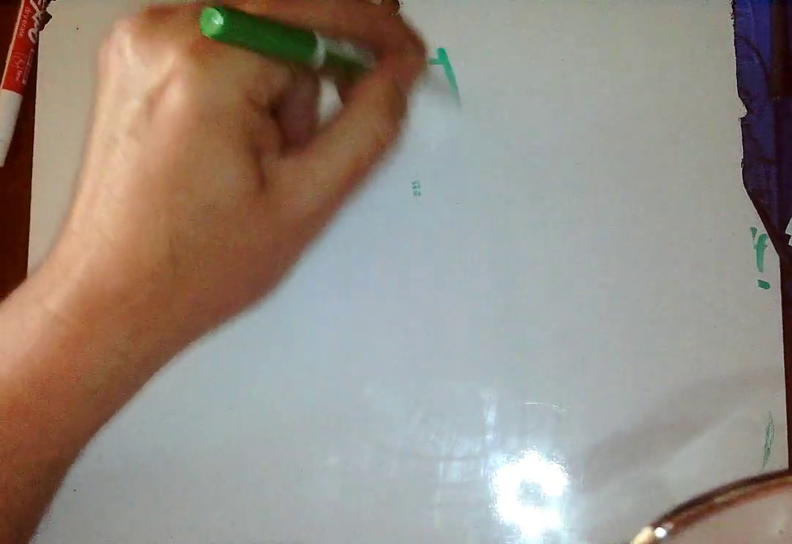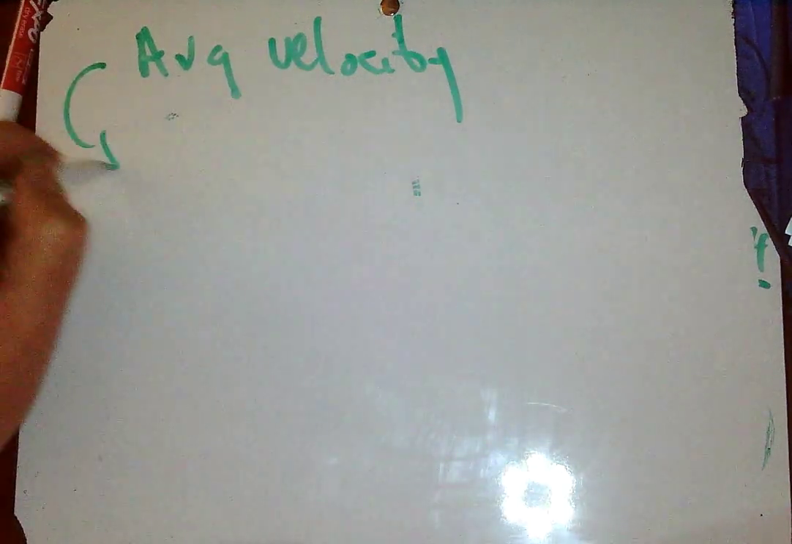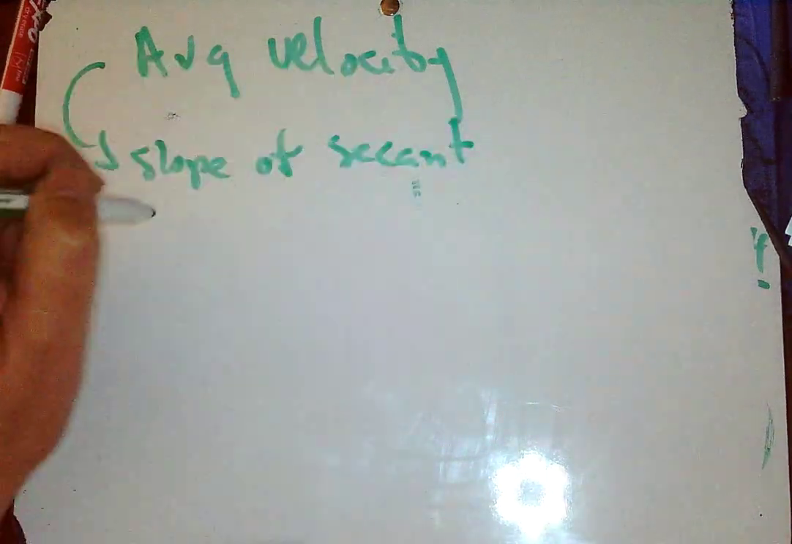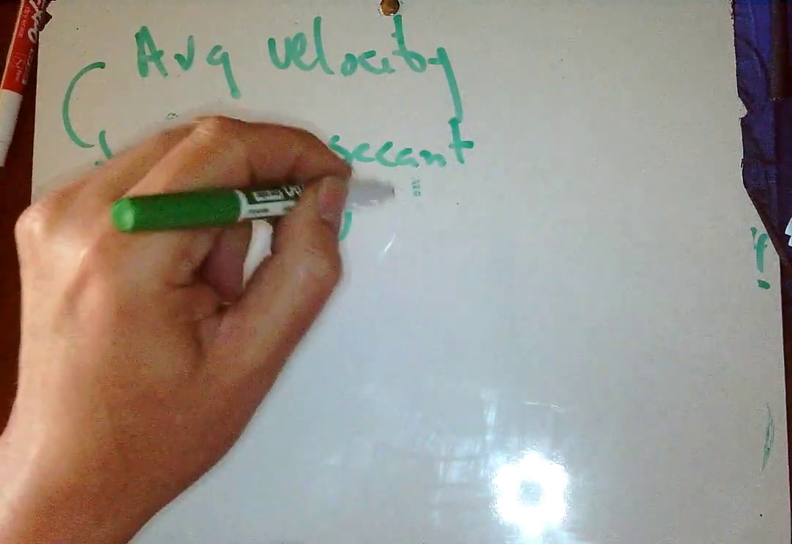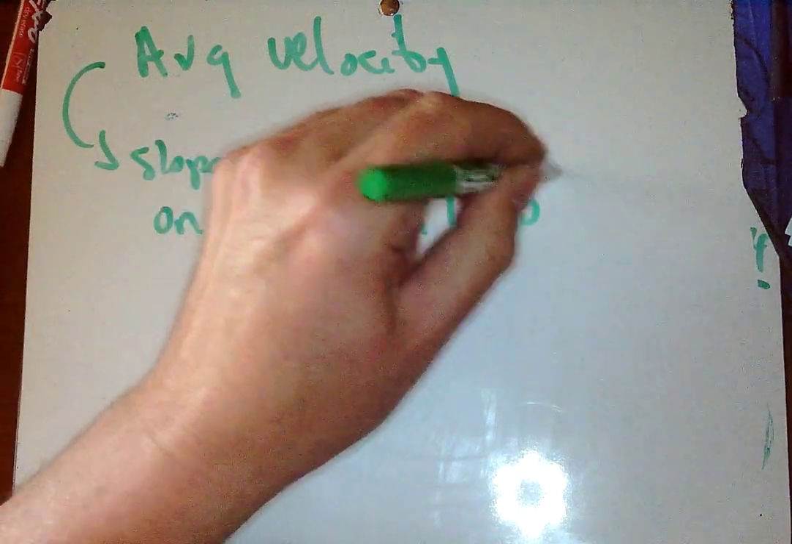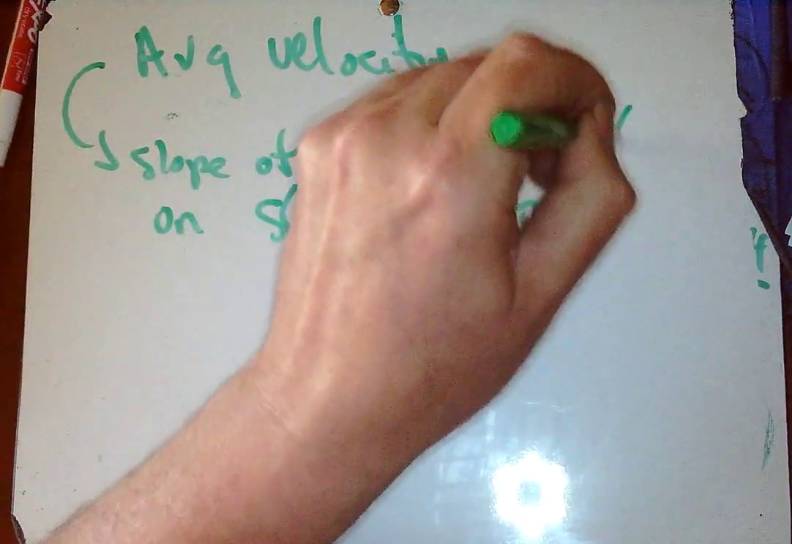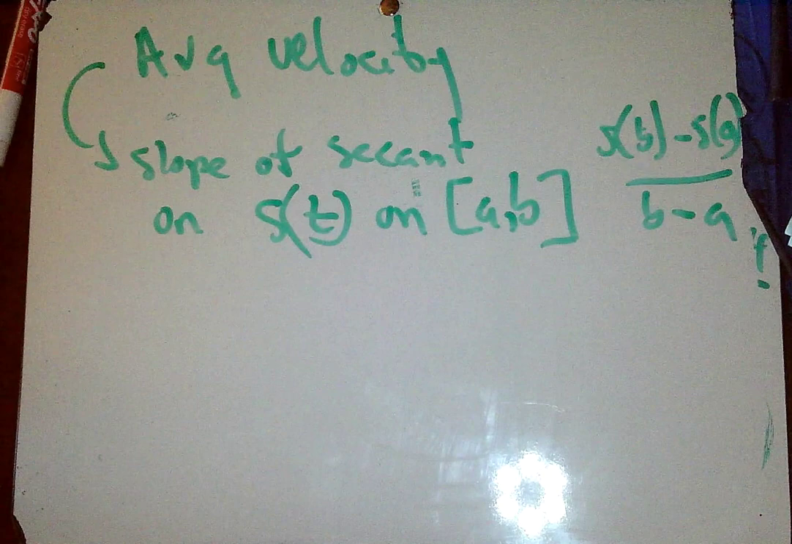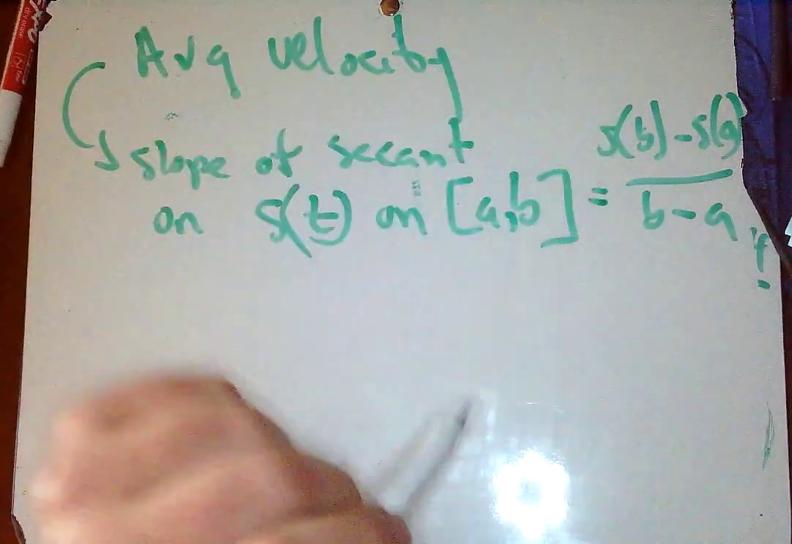Okay? Okay, now let's bring up this conversation. Let's say, okay, so let's talk now about average velocity. Last semester, we said average velocity was the slope of the secant on position on the interval from a to b, right? And so we just used the slope formula. We said s of b minus s of a over b minus a. Fabulous. There's our average velocity.